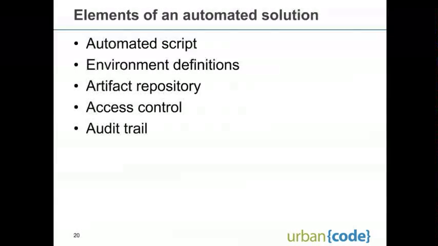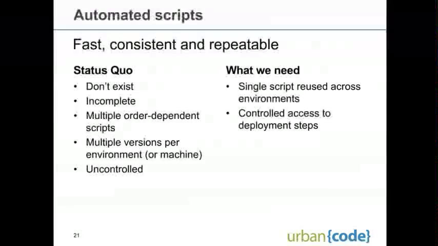And what Eric and I see is that there's 5 key elements in a complete solution, right? The scripts, environment definitions, an artifact repository, access control, and audit trail. And we're going to go ahead and go through each one of these. So first off, we're going back to scripts. These are the things that we said earlier, that scripts are only part of the solution, but they are actually part of the solution, right? Scripts allow you to be fast and consistent and repeatable.